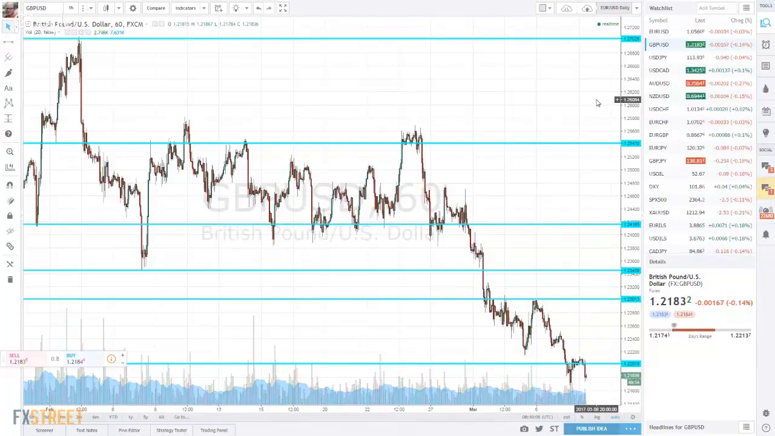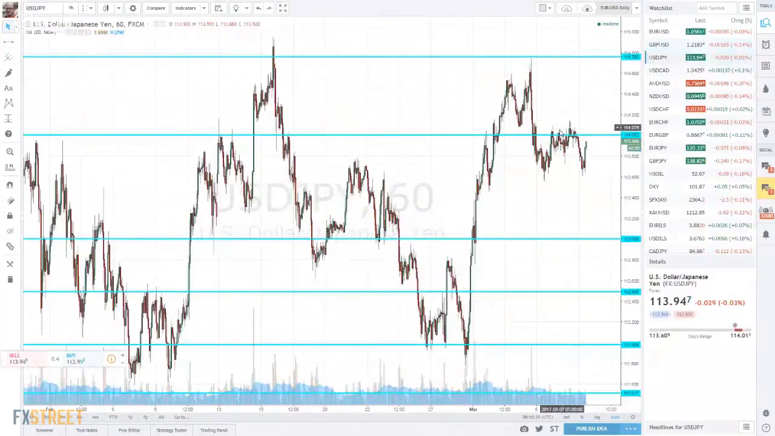Further resistance, another round number, 123. Another stepping stone on the way up is 123.45. And then the older line, which is not as strong as it used to be, 124.15 before 125.40. On the downside for pound dollar, we have 121.20 and the very round number of 120.00.